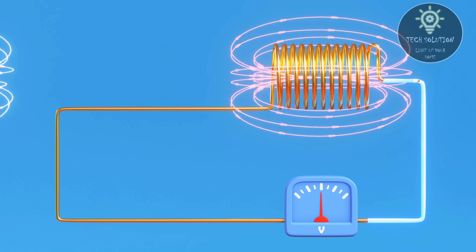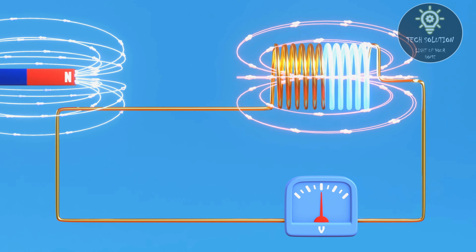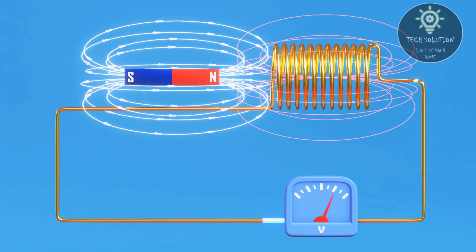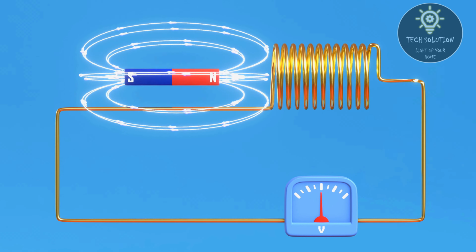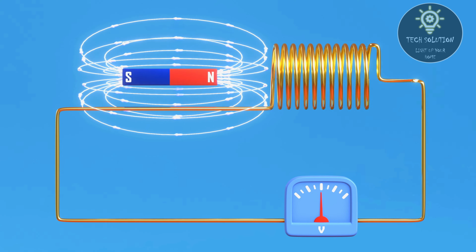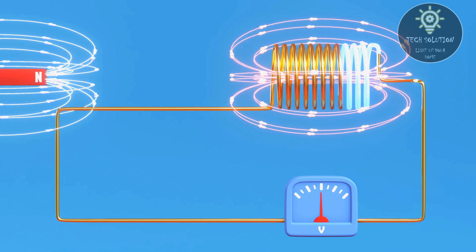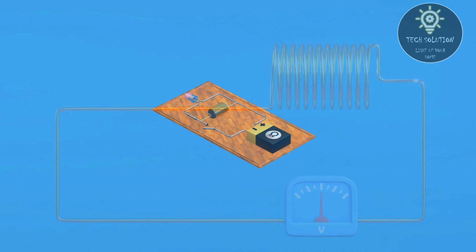Lenz's law complements Faraday's law by indicating that the induced current flows in a direction opposing the change in the magnetic field. For instance, when the magnet approaches the current-carrying coil, it induces a current that generates a magnetic field opposing the external magnetic field, oriented from left to right in this scenario. Similarly, as the magnet is displaced, the coil induces a current that produces a magnetic field opposing the external magnetic field, with the induced current moving from right to left.